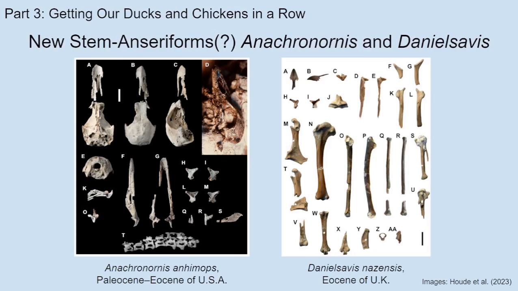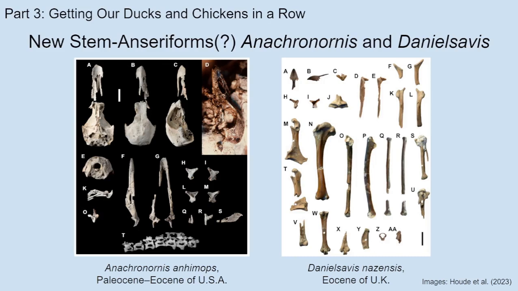This other team of authors re-examined the Daniel's avis specimens, also reported a few bones that had not been described in the previous paper. And they argued that, yes, Daniel's avis has some anseriform-like features, but it's possible that some of these features were already present in the last common ancestor of all galloanserans, and so they're not really features that are characteristic of anseriforms in general.